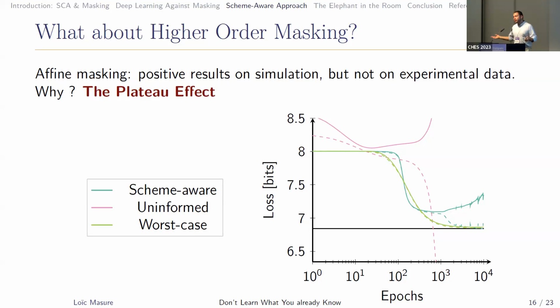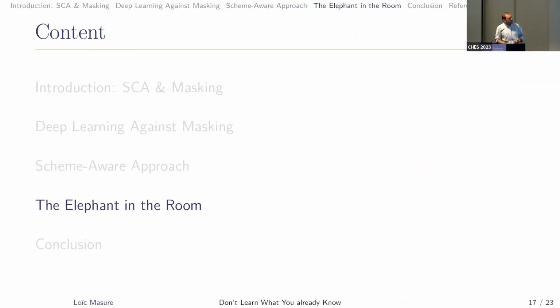And then we tried to apply this attack on the ASCAD V2 dataset directly on the public dataset, and then we failed. So this is a bit embarrassing, but why did we fail? Well, this is probably due to what we call the plateau effect. And this plateau effect, I will argue in the next few slides, is the elephant in the room currently in machine learning applied to side channel analysis. And we should take this problem into consideration.